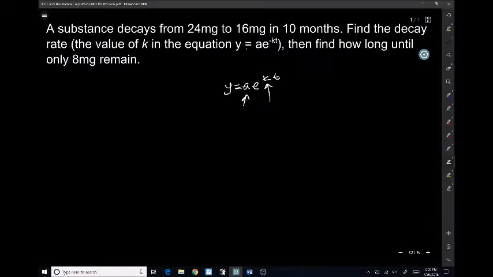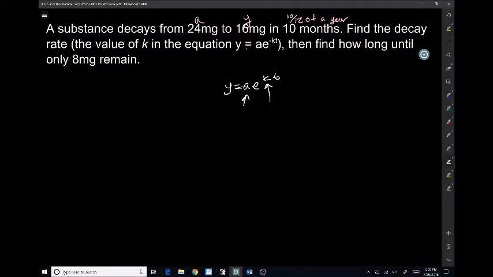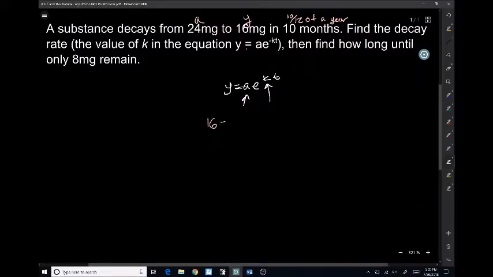Well, this is our starting amount. This is our ending amount, and this is our time. I think I'm going to put this in years. That's 10/12 of a year, which is 5/6. So I want to find the decay value k by plugging in these numbers. I'm going to have 16 equals 24 times e to the 5/6 or 10/12 times k. I kind of wrote those backwards because this went here and this went here. But I think you can figure that out.